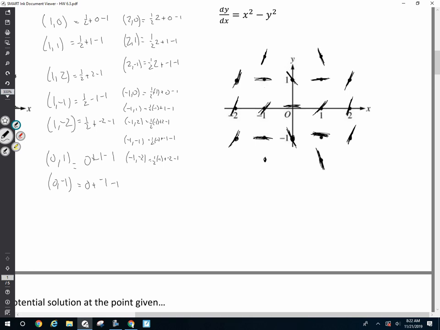Negative 1, negative 2 would be 1 minus 4. It's negative 3. 1, positive 2 should be the same, right? 1 minus 4, negative 3. Maybe I got my positives and my negatives all screwed up.